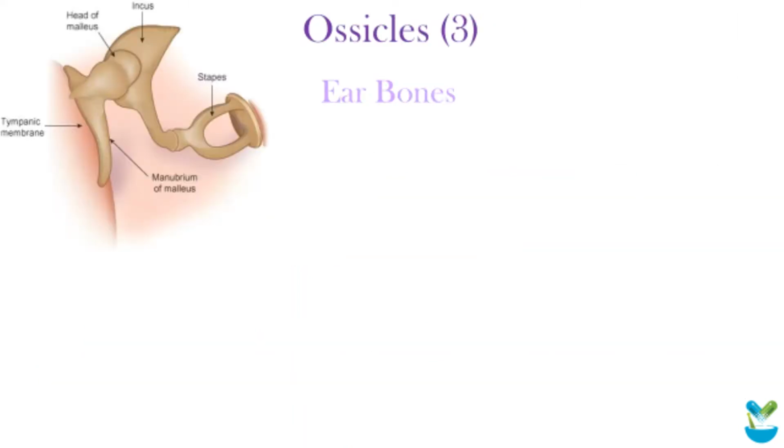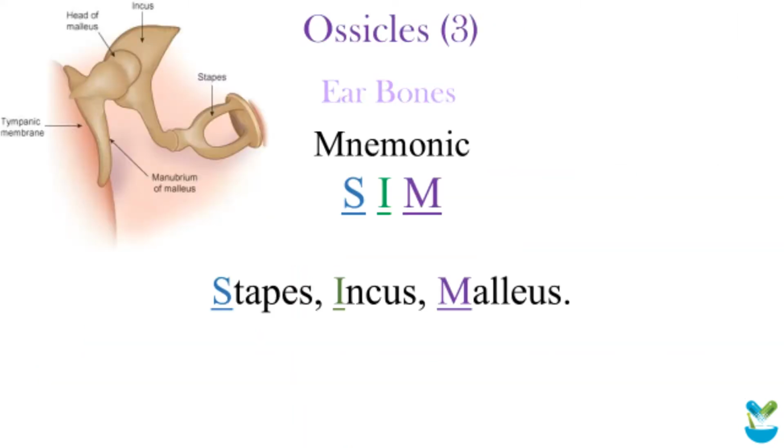3 ear bones or ossicles: stapes, incus, and malleus. Stapes is the smallest bone in the human body.